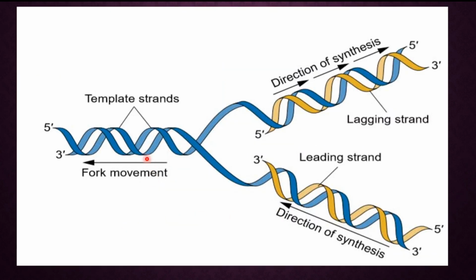See here, this blue color is parental. When these two daughter molecules are formed, this blue color strand is the conserved one, the parental, and this yellow color is the newly formed. So when two daughter molecules are formed, half the portion, or one strand, is from the parental side, conserved, and half is newly formed. That's why it is called semi-conservative replication of DNA. So here we have completed semi-conservative replication of DNA.